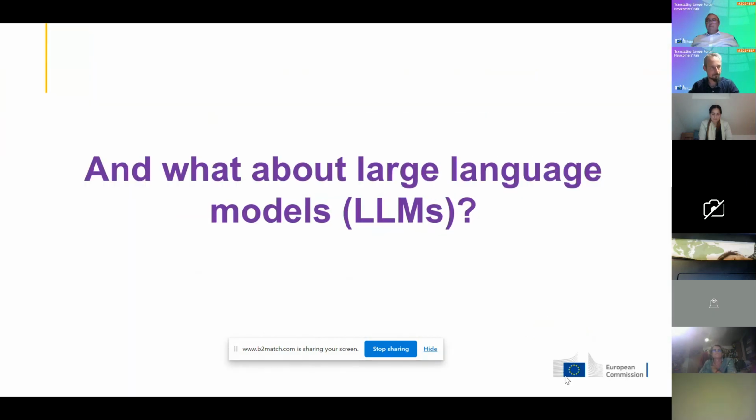We can start with this question, which I guess is quite interesting for everybody here. What about large language models? What about these models which are so popular nowadays and which are able to do such marvelous, complex tasks? Why can't we use them for term extraction? And actually, we can. Why not?